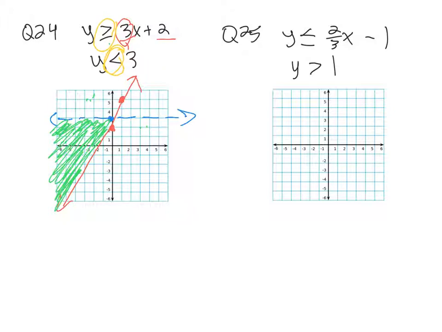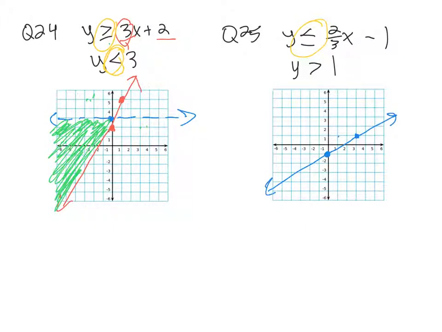Question number 25. Again, we're graphing inequalities here. So I'm going to graph the 2/3 x minus 1. We're going to start by putting a point at -1. That's our y-intercept. Then use our slope 2/3, up 2 over 3. It is a less than or equal to, so again it's going to be a solid line because it has that or equal to sign.